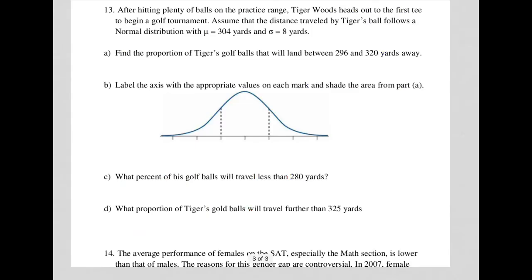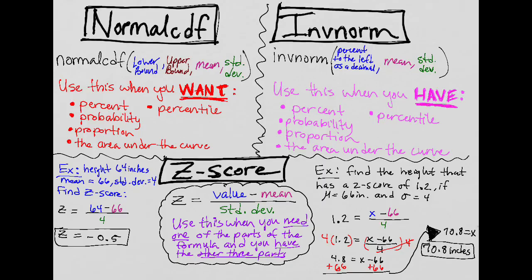All right, so now number 13. So we have the situation, talks about Tiger Woods and his range, basically. So the distance that's traveled by his golf ball is following a normal distribution. It has a mean of 304 yards and a standard deviation of 8 yards. So we're going to find the proportion. So right there, you should know, if you're looking for a proportion, that you are using normal CDF.